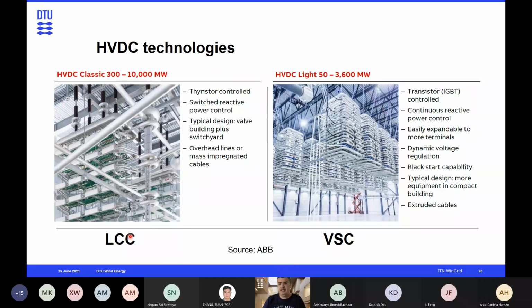I think it started in the 1950s, and there are quite a number of connections. Maybe not so many in Europe, but all over the world there is a large number of LCC-connected or HVDC links based on LCC technology. But today, what we are using, especially in the context of offshore wind, is VSC, voltage source converters, for a number of advantages that it has, but mostly because of the controllability that it provides.